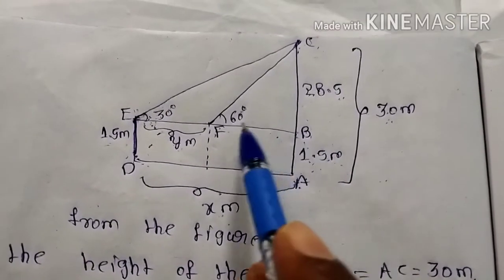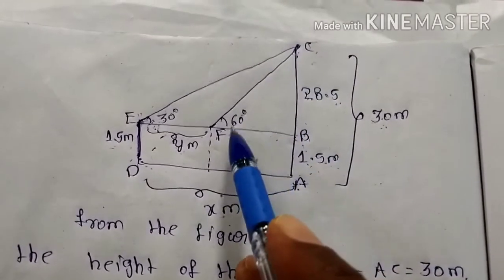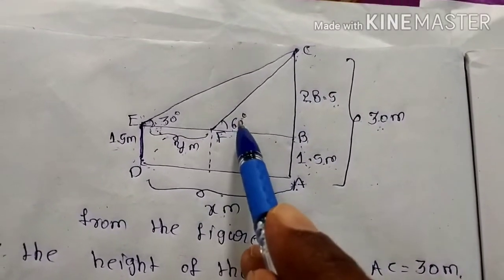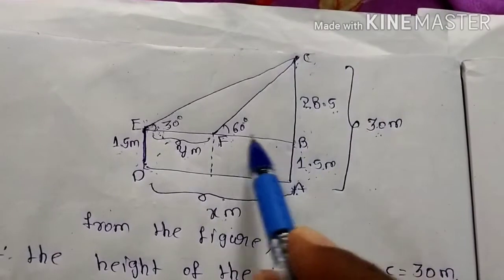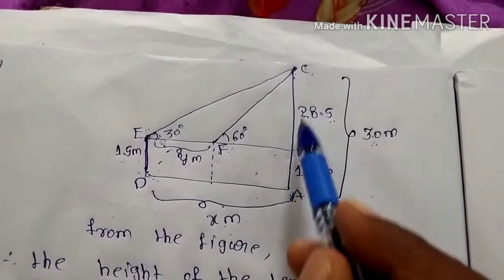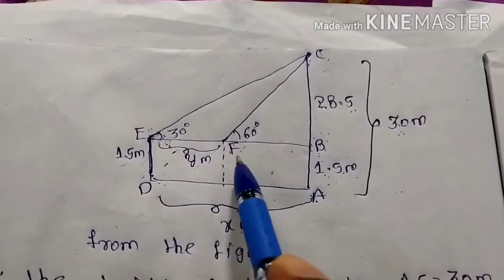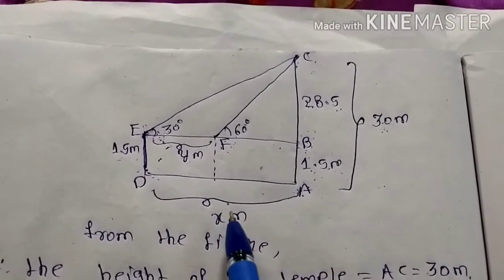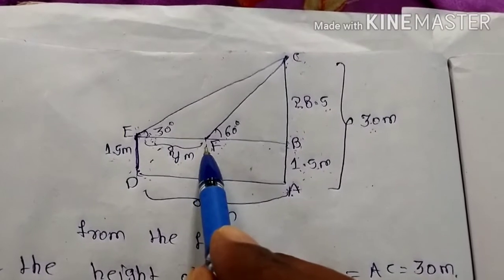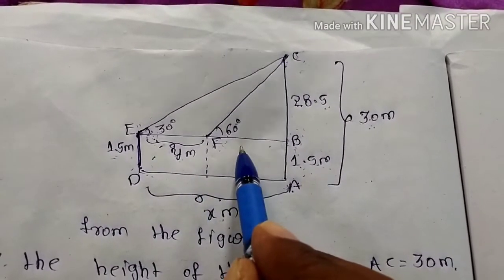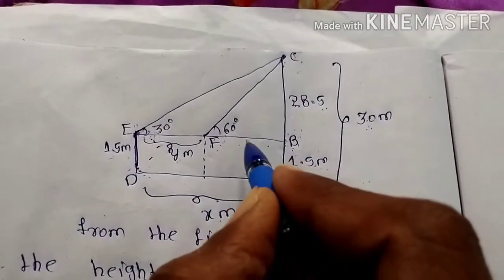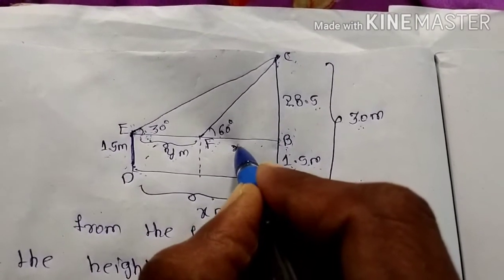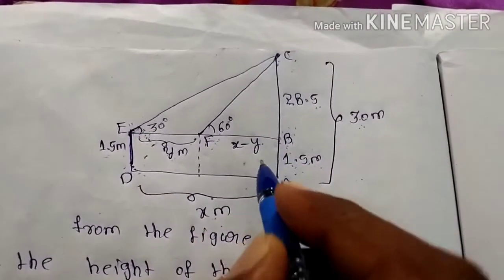From triangle BAC, tan 60 is equal. That means here tan theta is equal to BC by BF, or not? Yes, BC by BF. What is the length of BF? If the total distance between the temple and the boy is x, and the distance walked towards the temple is y, that means the remaining distance should be x minus y, or not? Yes, this should be x minus y.